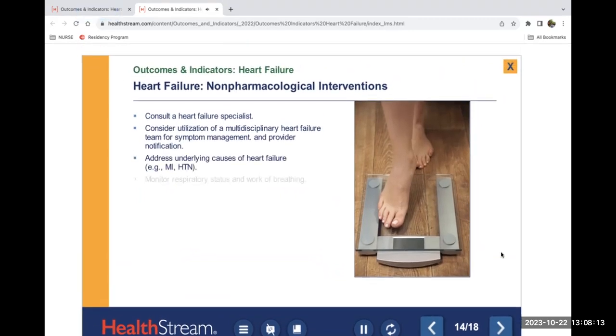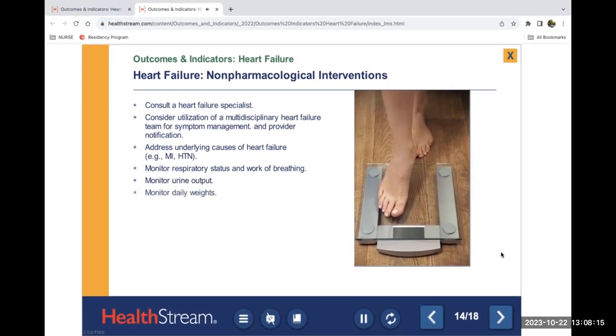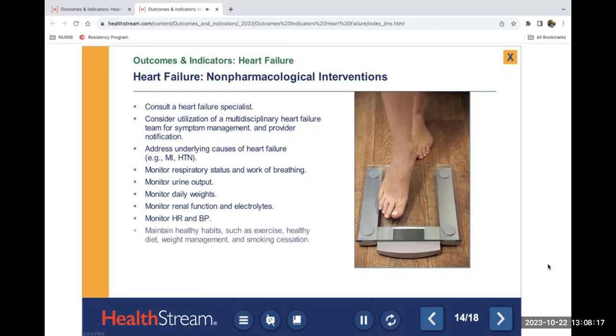Non-pharmacological treatments or self-management should be tailored specifically for self-management of heart failure. Consider utilization of a multidisciplinary heart failure team for symptom management and provider notification. Studies demonstrate that patients who are well-versed in self-management techniques have fewer exacerbations and complications of heart failure.